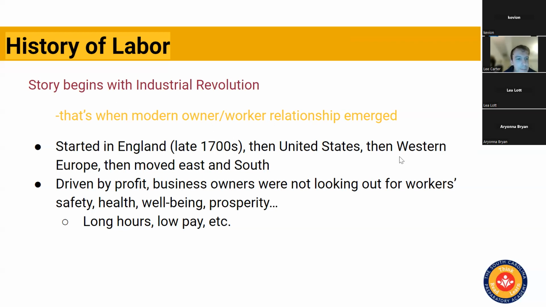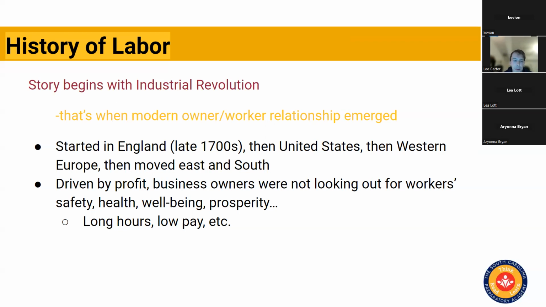Okay. So the Industrial Revolution starts in England in the late 1700s, because the factors that lead to economic growth were all there. Then it spread to the United States, then Western Europe, then it moved east and south across the globe, right? And that's even to the present.